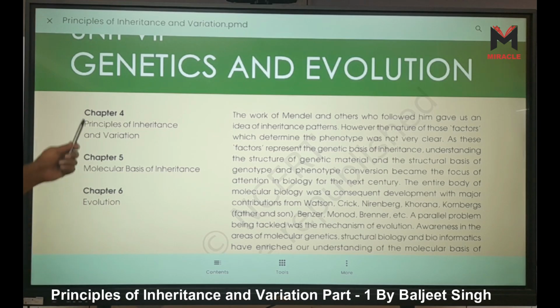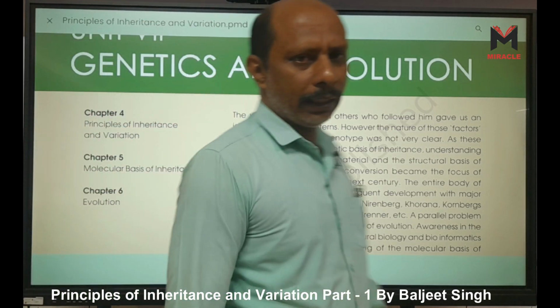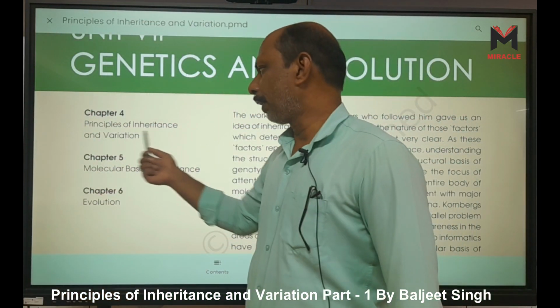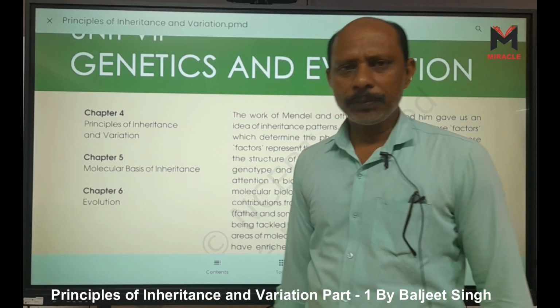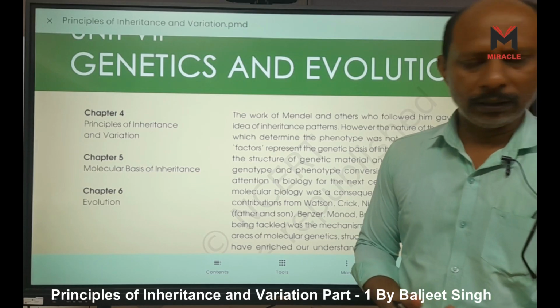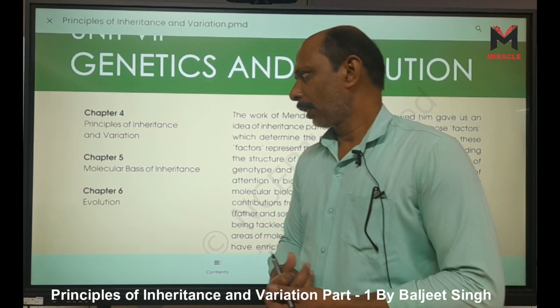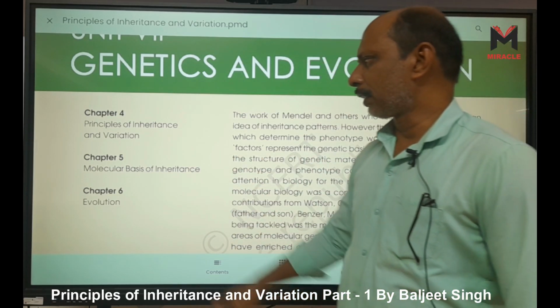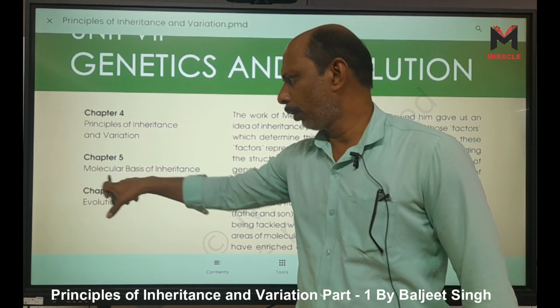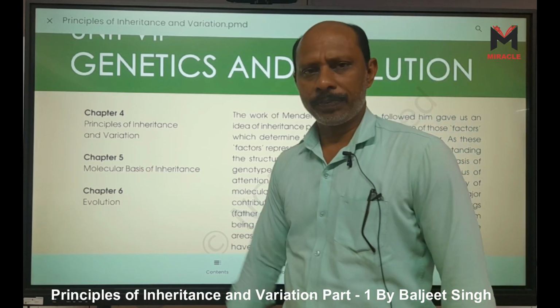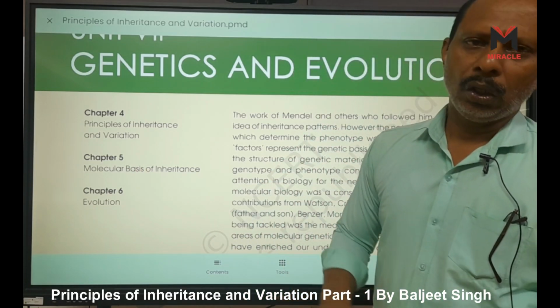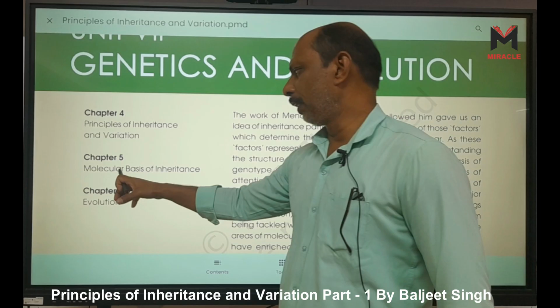Here there are only 3 chapters. The first one is Principle of Inheritance and Variation. Here we read about Mendel's laws of inheritance, and other laws of inheritance also. Chapter 5 is Molecular Basis of Inheritance, which means DNA or genes, DNA fingerprinting, or the Human Genome Project. We will read this one, right?